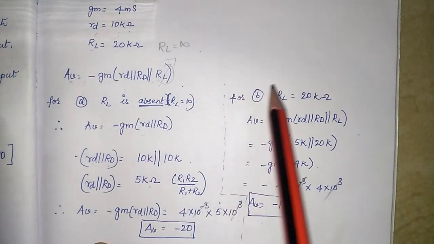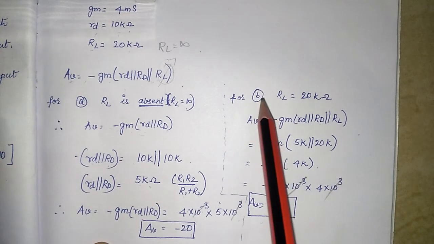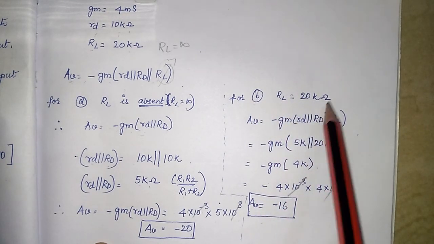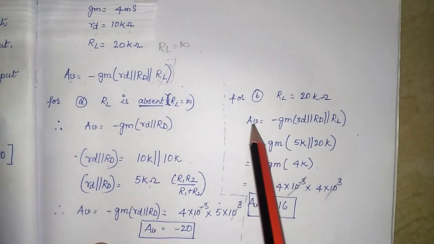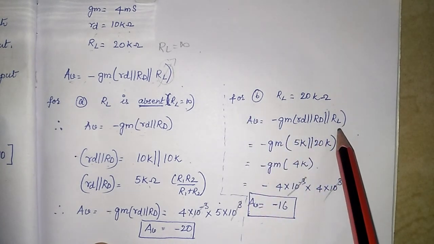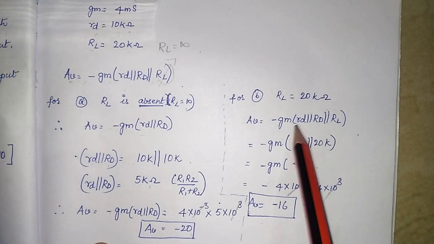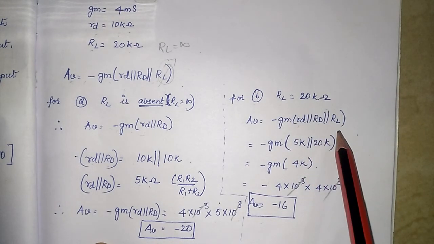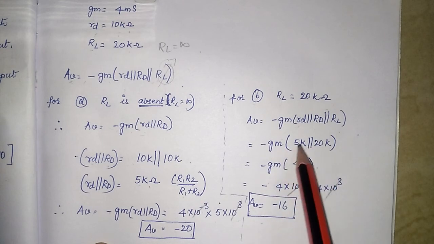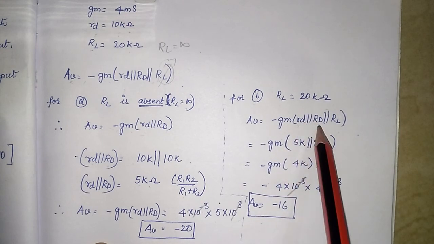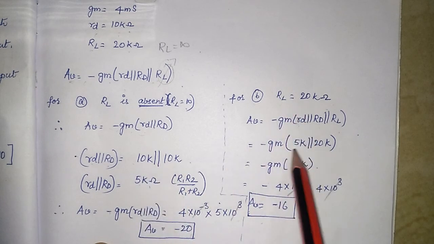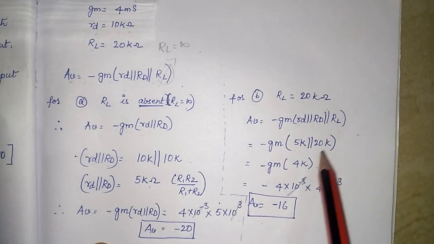Now, what is asked in part B of the question? It asks that if a load resistance RL is connected, what is the voltage gain? So, what happens to the expression for voltage gain? It is minus gm into small rd parallel capital Rd parallel capital RL. We have already seen that small rd parallel capital Rd is 5 kilo ohms. So, substitute that here.